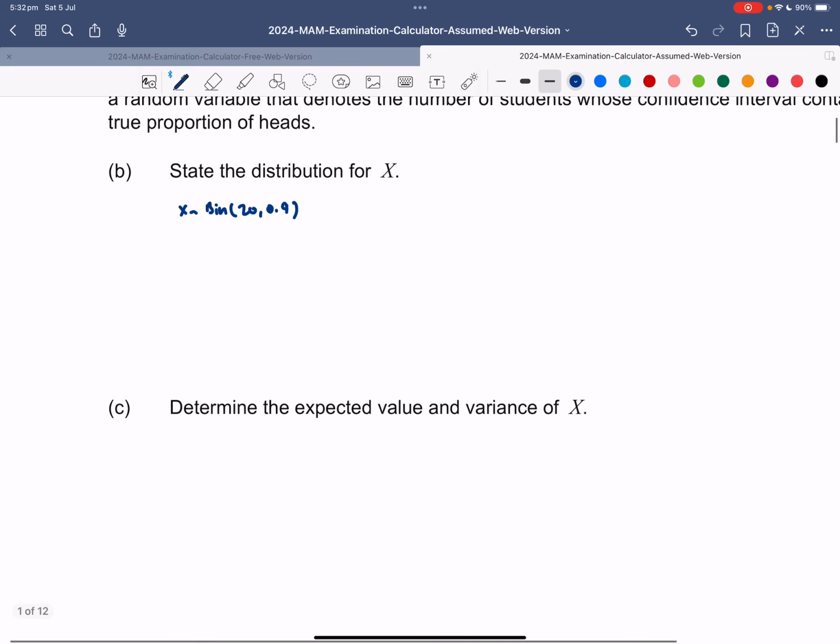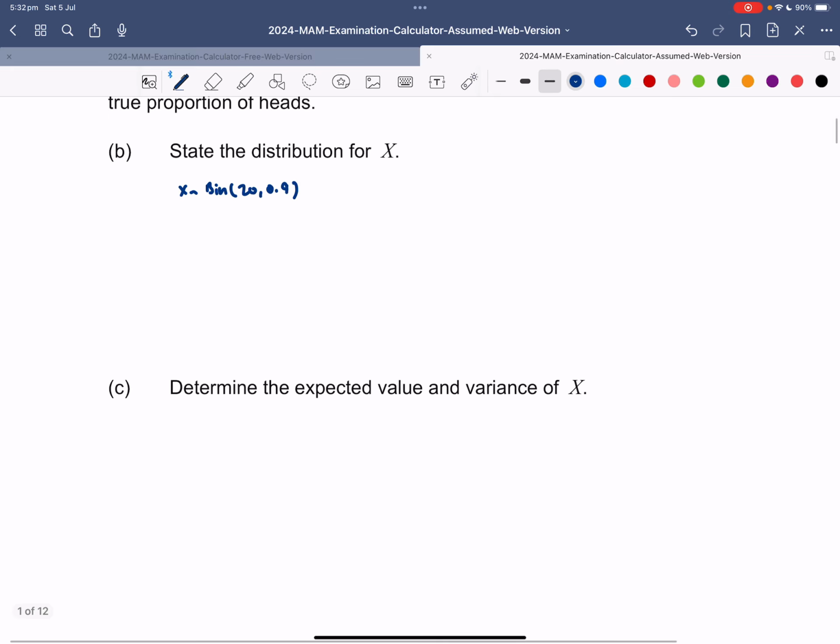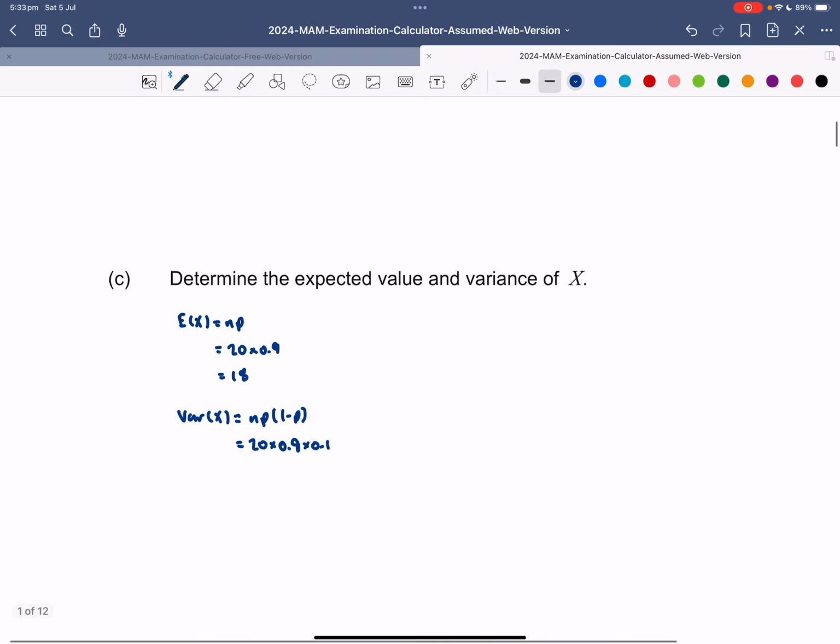And then they want the expected value and variance. Well, what's the formula for the expected value of a binomial? Formula for expected value of a binomial is NP. So 20 times 0.9. So we expect 18. And variance is NP, 1 take P. So that would be 20 times 0.9 times 0.1. And that gives us 1.8.